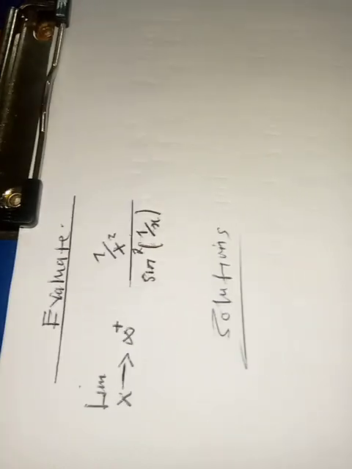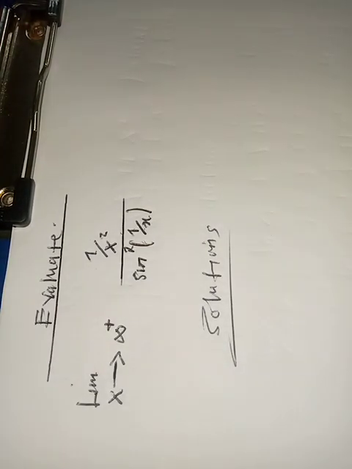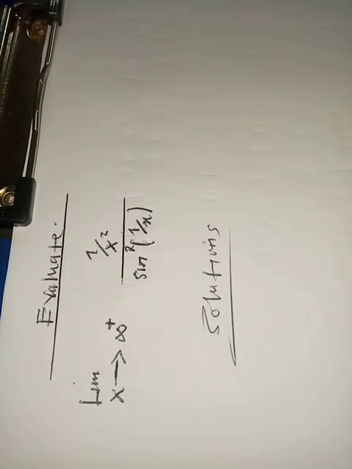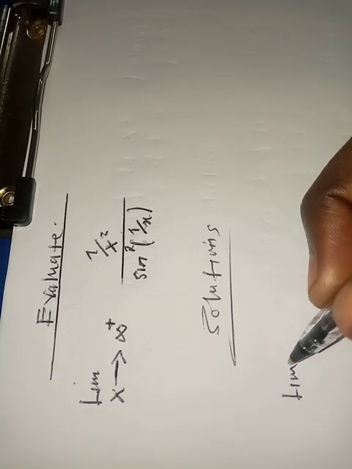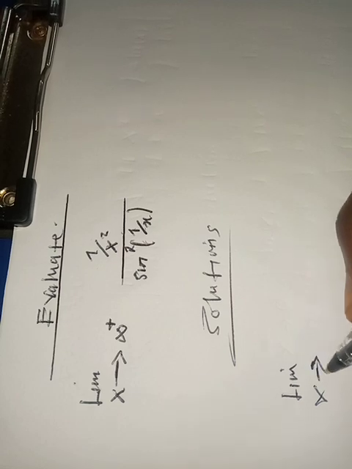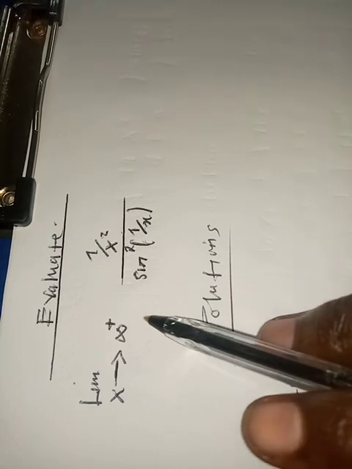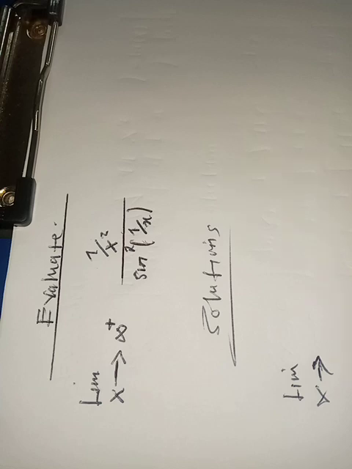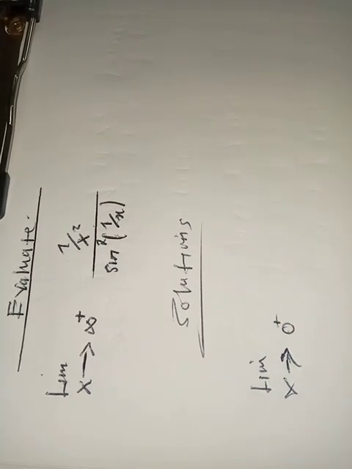Okay, so we can proceed in this way. Imagine you have something like this: limit as x approaching positive infinity. It can also be represented by positive 0, or just 0. It is the same meaning.